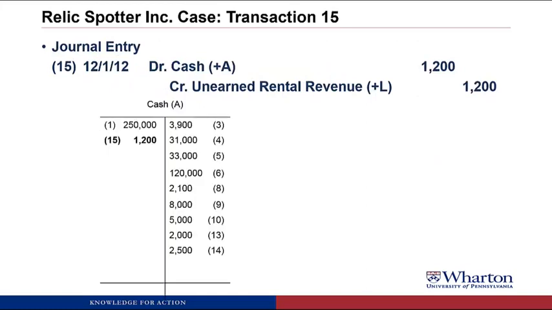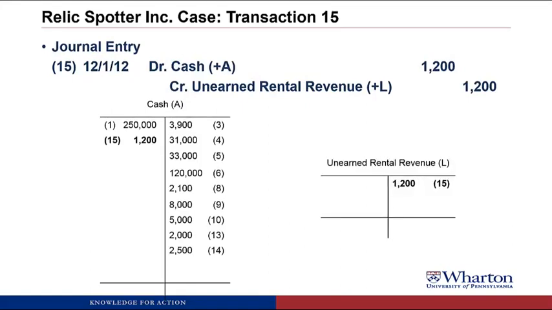Then we post this to T accounts, so we add something on the debit side of cash, so we increase cash from this transaction, and we create a T account for unearned rental revenue, which has a credit balance.